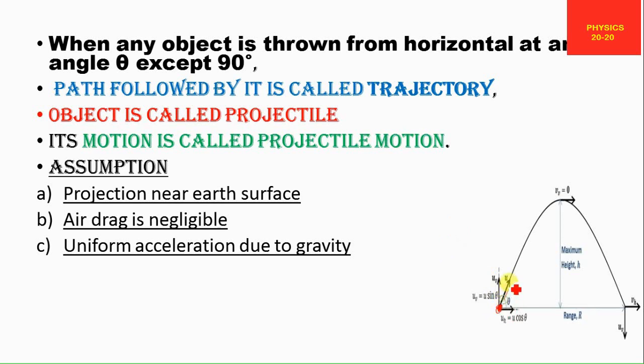Here we see a particular object which has to be projected at the earth surface. Let us suppose this is the earth surface, this one is the earth, and something is to be projected with an angle theta with the horizontal. Let us suppose this is the theta. So this is to be projected. The projection angle is less than 90 degrees.